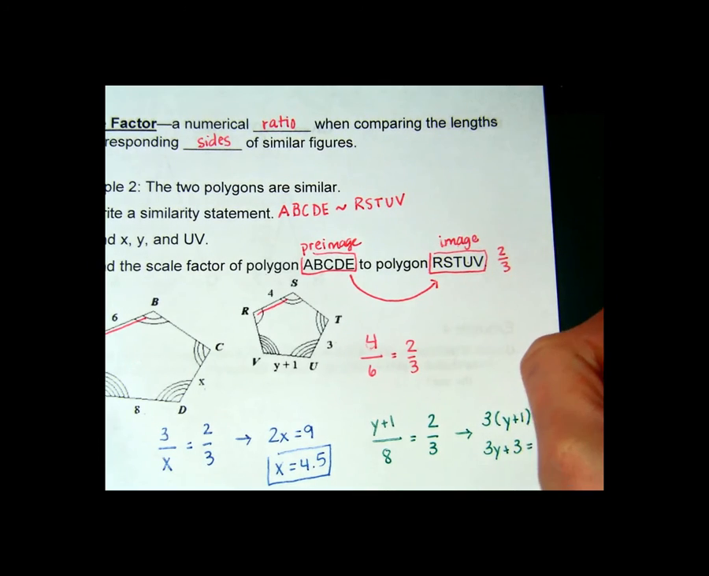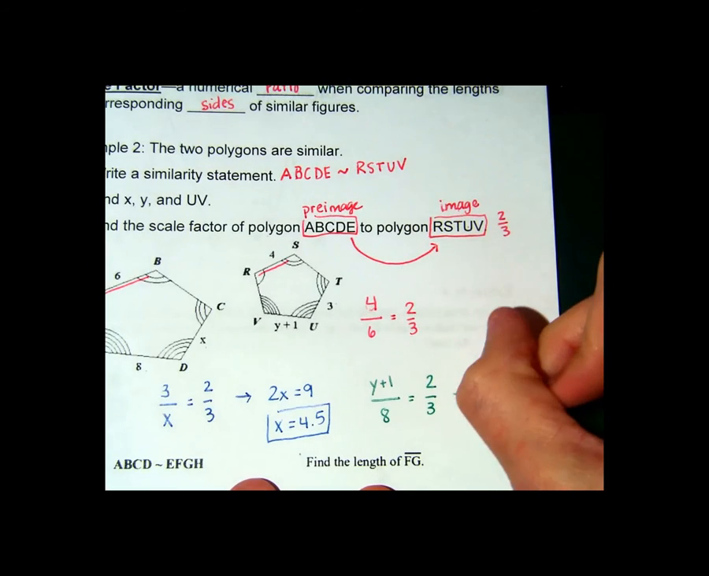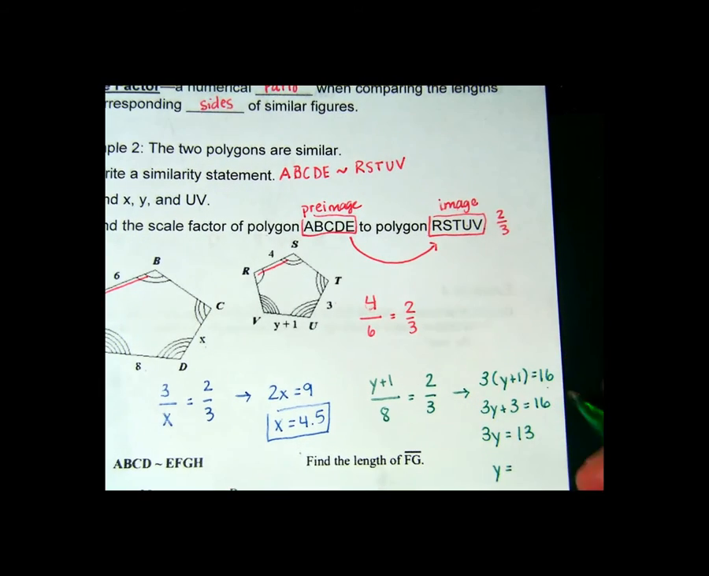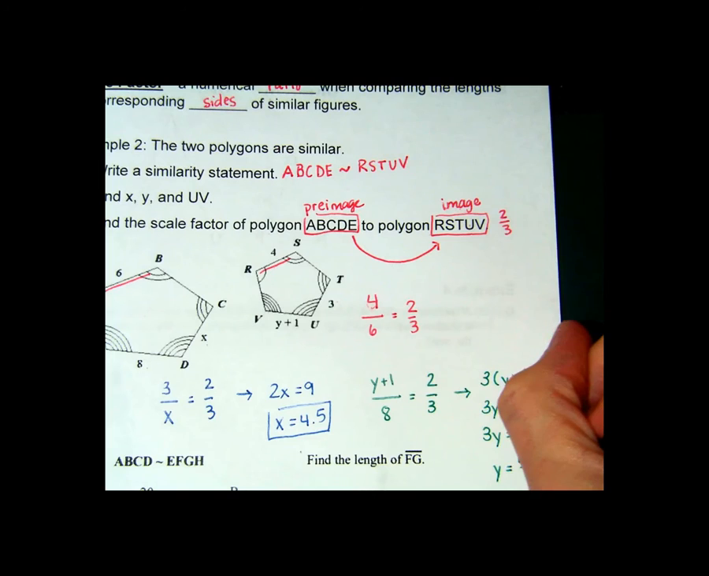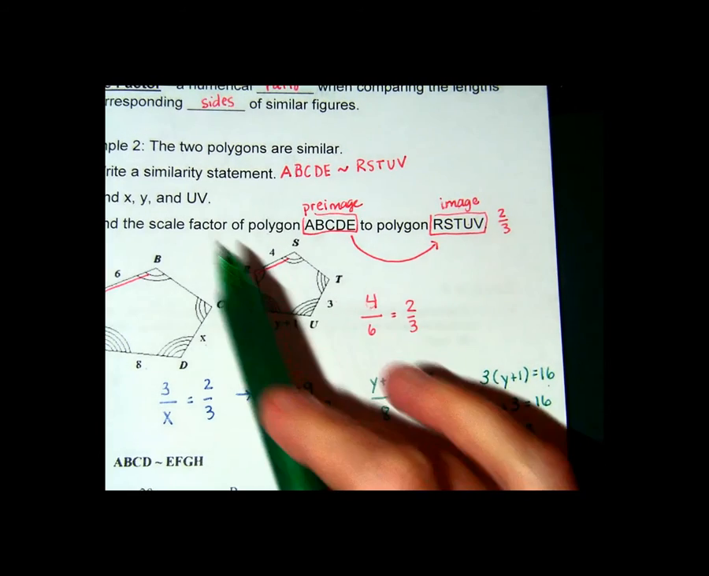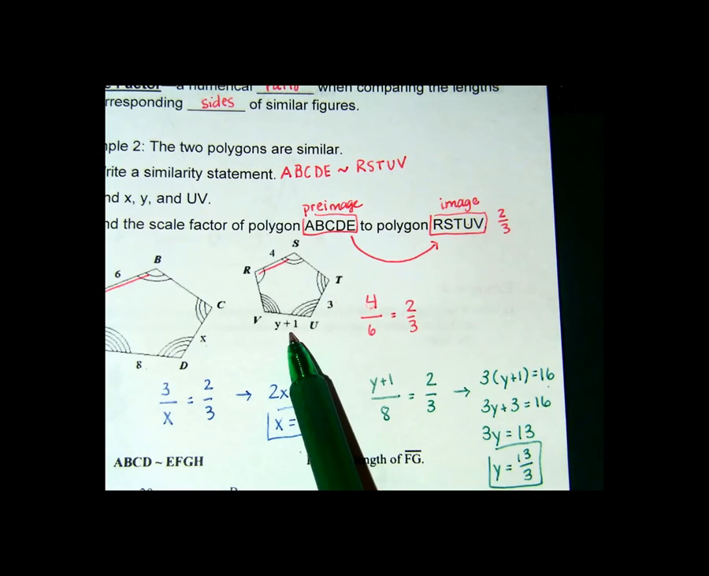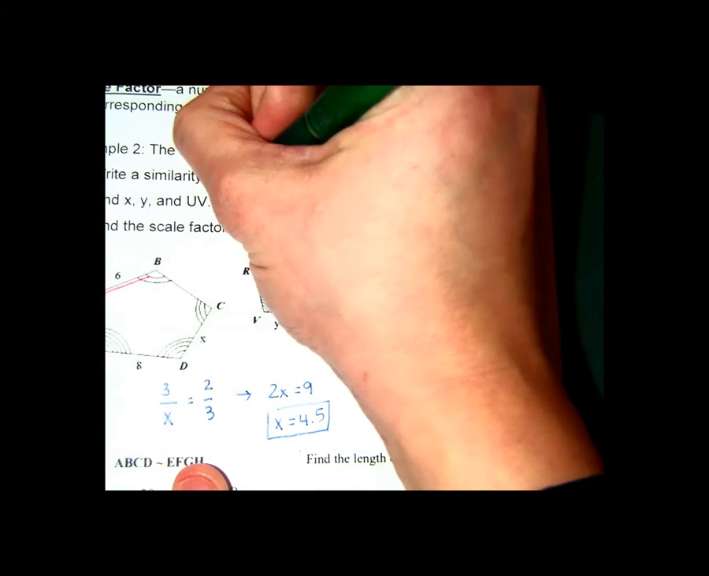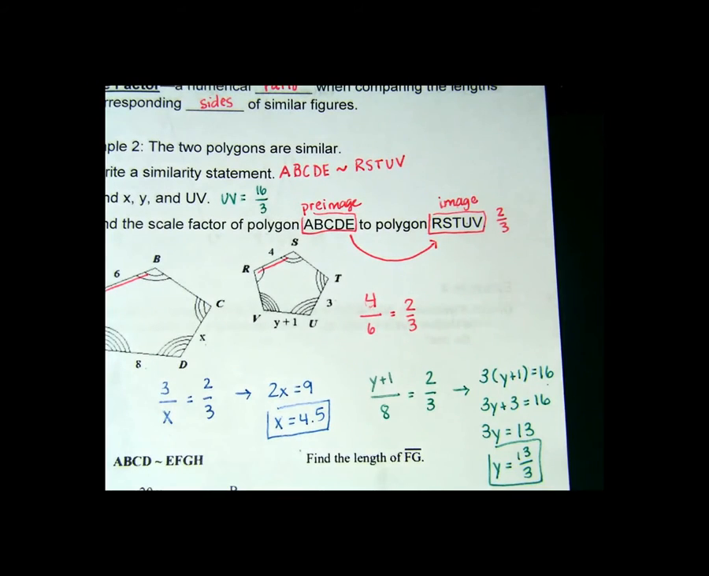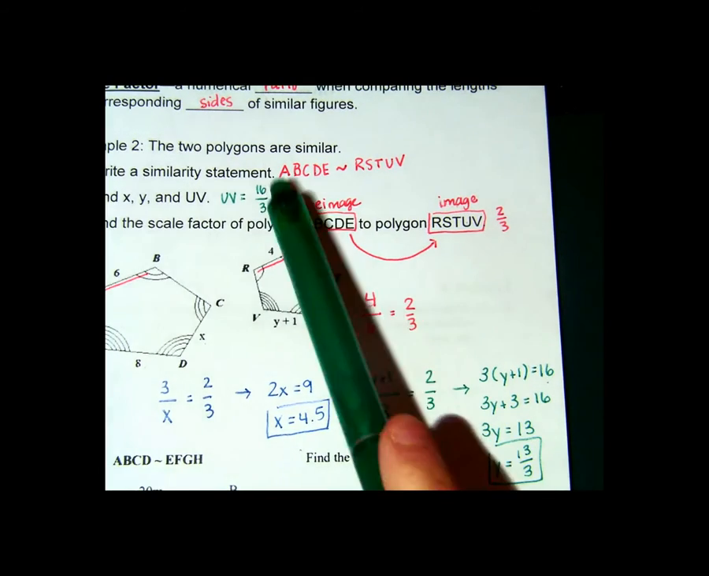That equals 16. I'm going to subtract 3. 3y equals 13. I'm going to divide by 3. Y equals 13 divided by 3. I'm going to leave it as an improper fraction for now, 13 over 3. That's the next part of the answer. Now, it also says find UV, which I'm just going to do by plugging in. So I'm going to add 1 to y. So UV, I'm going to write it up here because I'm out of room, is 16 over 3. So x, y, UV.